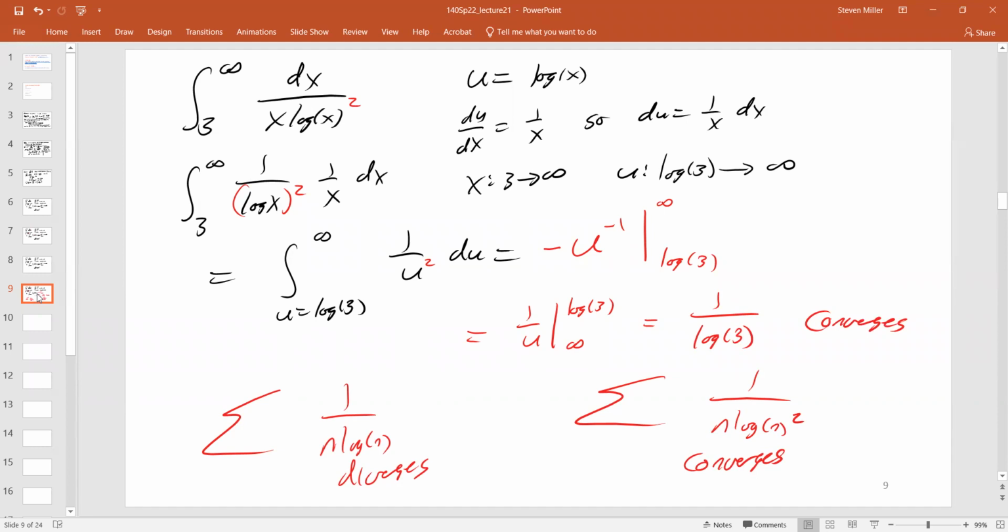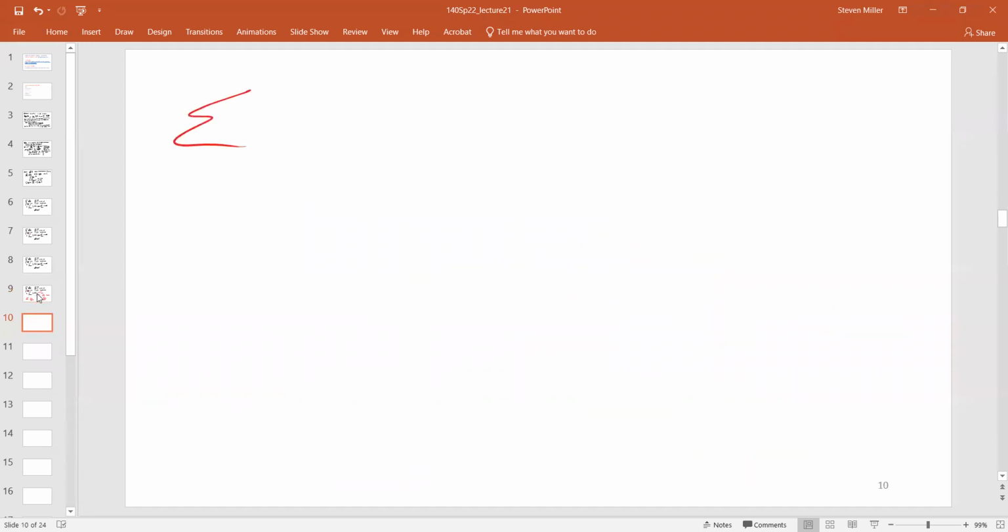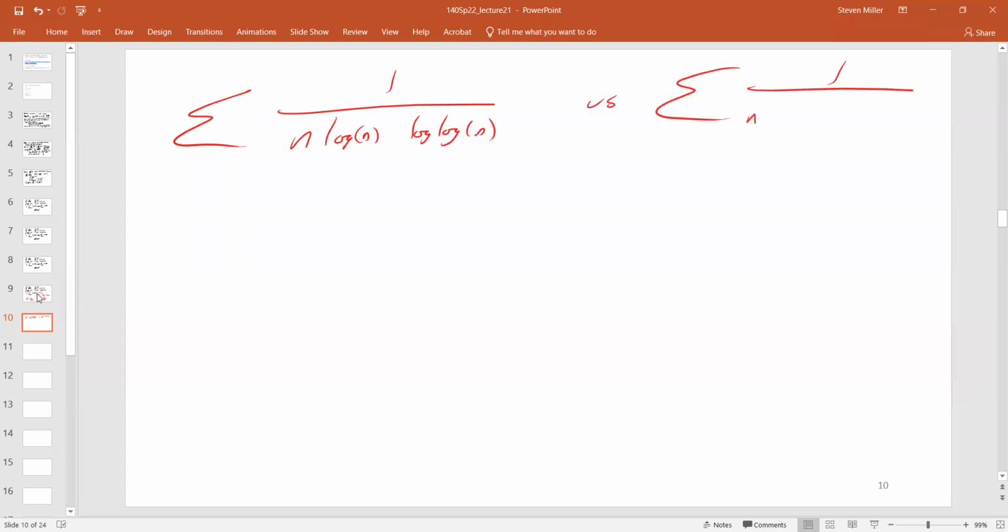And then you can play even more games. You could look at the sum of 1 over n log log n versus the sum of 1 over n log n squared. Okay. Which do you want to do? The one on the left or the one on the right?